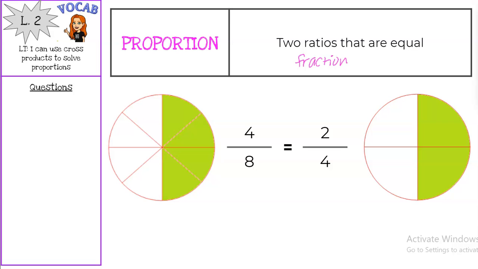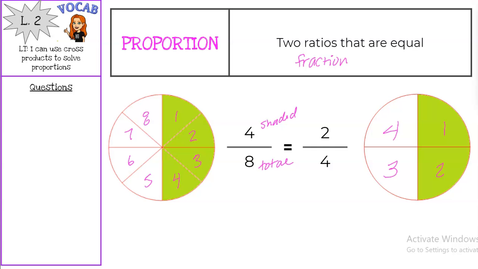But here we have 4 of our slices shaded. So we have 4 shaded slices. So you could say 4 shaded and 8 total slices. So we have 8 total. And here we have 2 shaded slices and 4 total slices.